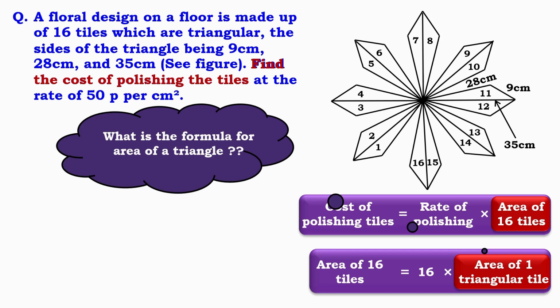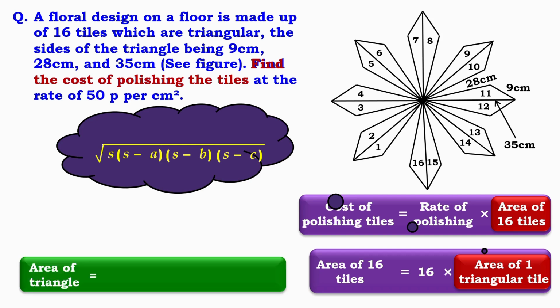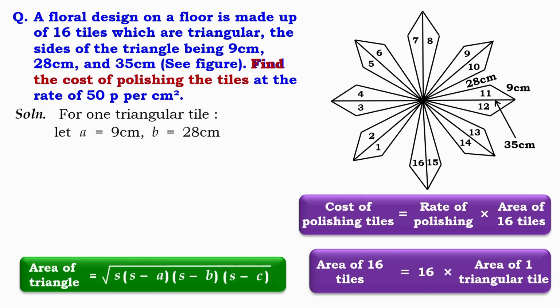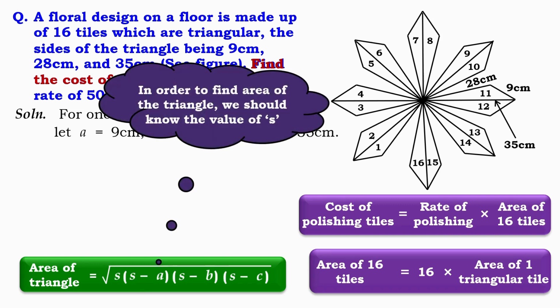So we need to apply the formula. What is the formula? The area of a triangle is equal to the square root of s into s minus a into s minus b into s minus c. Now we have to apply this formula. For one triangular tile, let A be equal to 9 centimeter, B equal to 28 centimeter and C equal to 35 centimeter. In order to find the area of the triangle, we should know the value of S. S is basically half of A plus B plus C.